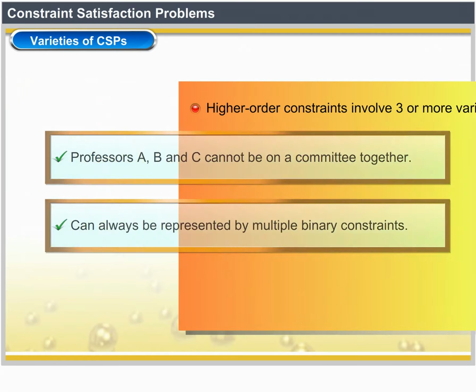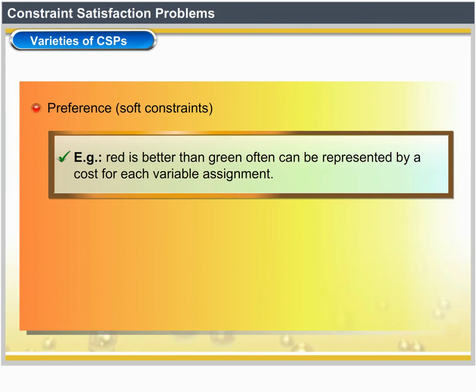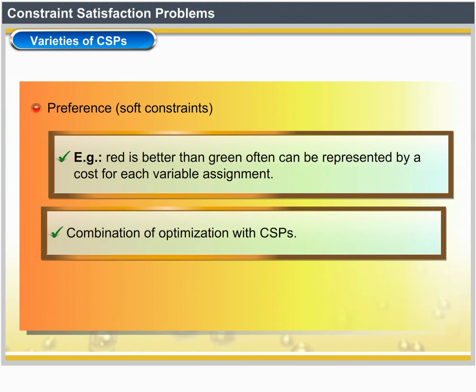Preference, or soft constraints. Example: red is better than green. This can often be represented by a cost for each variable assignment. It is a combination of optimization with CSPs.